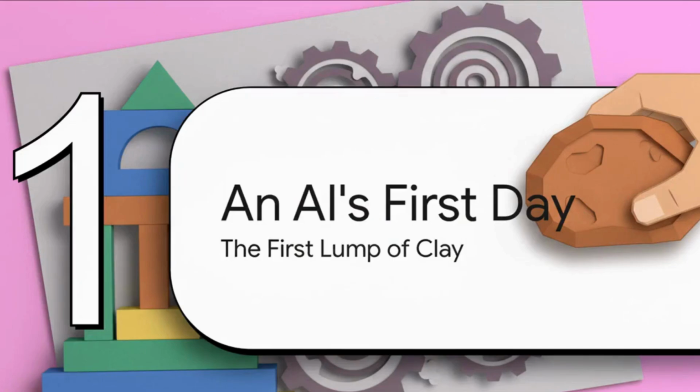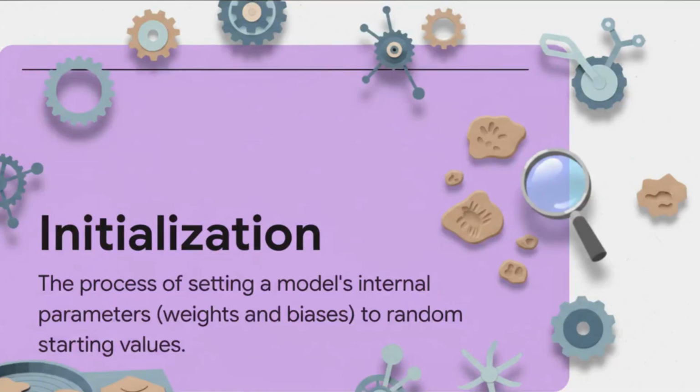All right, so let's start at the very, very beginning. This is our AI's first day on the job. And just like any apprentice, it all starts with the raw material, that first lump of clay. So this very first step, it's called initialization. Basically, all of the AI's internal settings, we call them parameters, are set to completely random values. It is a total 100% blank slate.